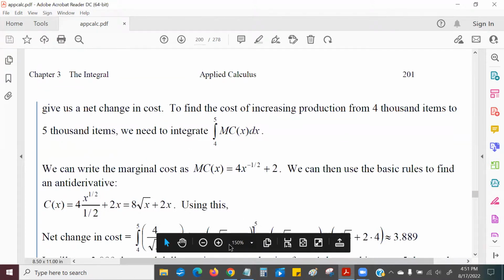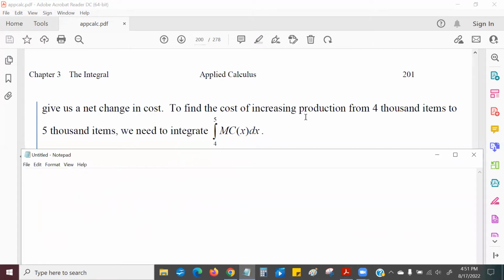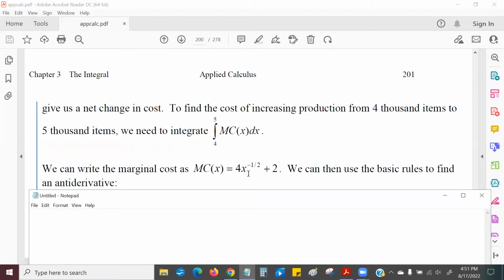And to find the cost of increasing production from 4,000 items to 5,000 items, we have to take the integral from 4 to 5 of MC of x dx. And that's the function they gave us. We wrote it here in exponent form because with calculus it's always easier to use exponents. And now we just have to take this integral.